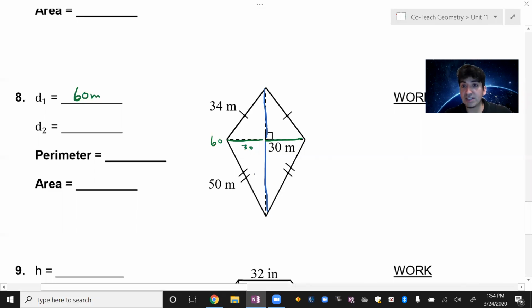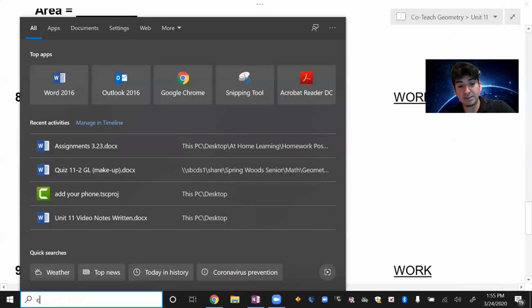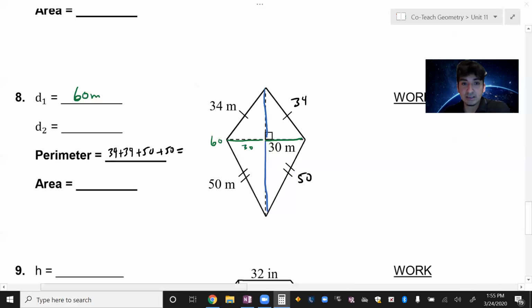Now, that being said, there are certain parts on this problem that you're given. So if this is 34 and that's 50, this is going to be 34 and that's going to be 50. So now you have certain parts to work with. Now from here, you can look for the perimeter already. So I'm just going to take that 34 plus 34 plus 50 plus 50, and that's going to be equal to something.